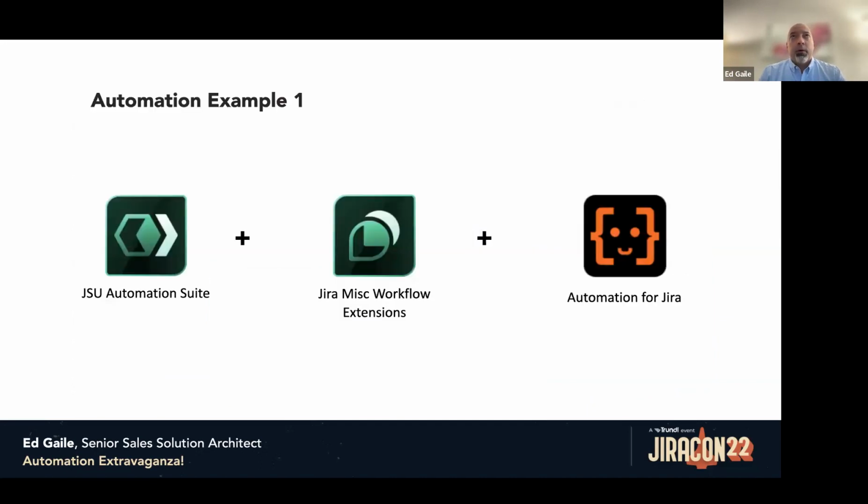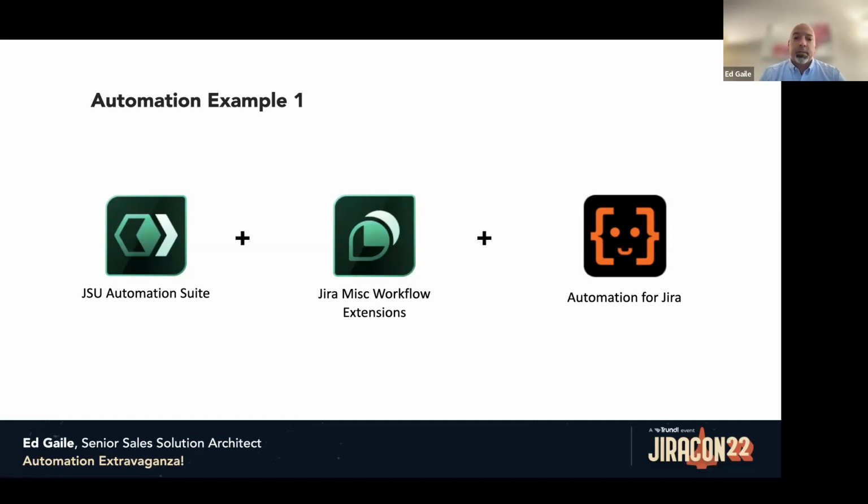So what I want to do now is take you through two workflow examples, make sure I have time. Automation examples. For the first example, we're going to use three things: JSU, JWME, and Automation for Jira to perform an automation.